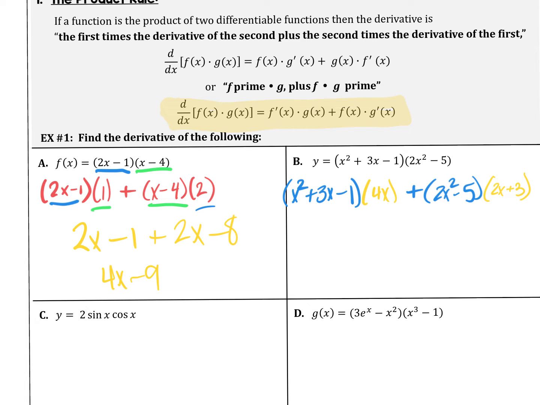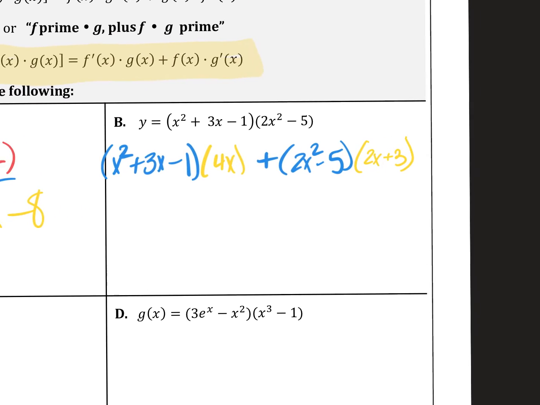Wait, I can't do that derivative one. Never mind. Okay. Oh, we're going to have to foil. Yes. Are you serious? Welcome to math class, guys. Foiling's just a daily thing for us at this point. Or it should be. But okay, so we're going to take that 4x and distribute it through to the first part. So you get 4x cubed plus 12x minus 4x.